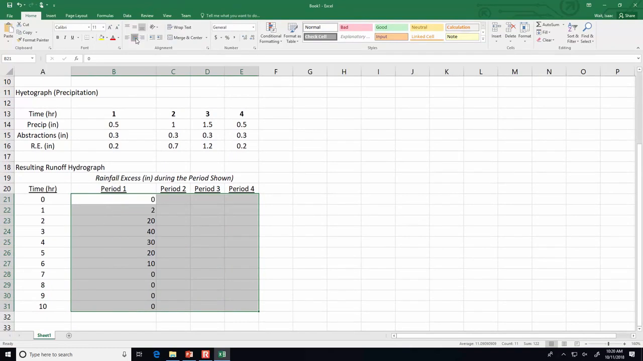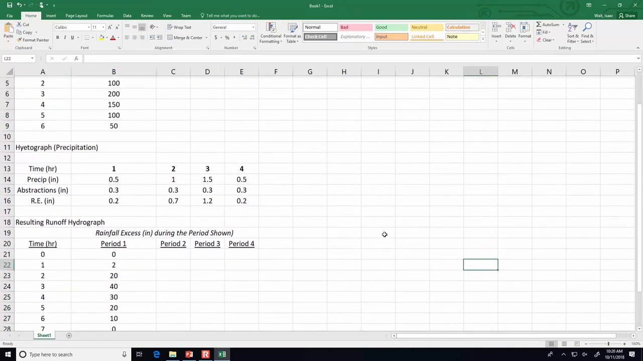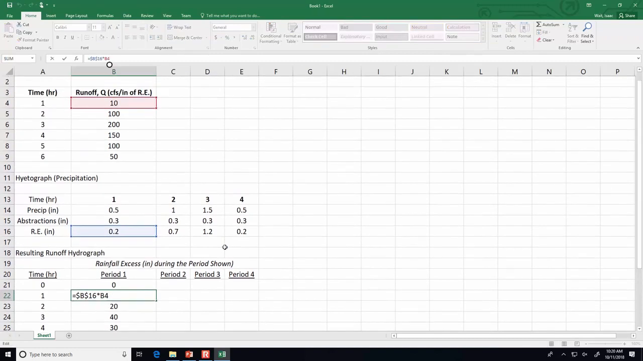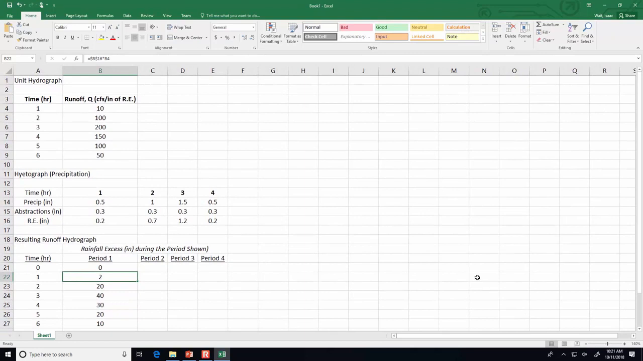So any questions about this first step? Go back to your equation real quick. So I'm multiplying the given rainfall excess for period 1 by the hydrograph, and only anchoring the reference to the rainfall amount, not anchoring the reference to the hydrograph. All right, so let me make that a bit smaller.